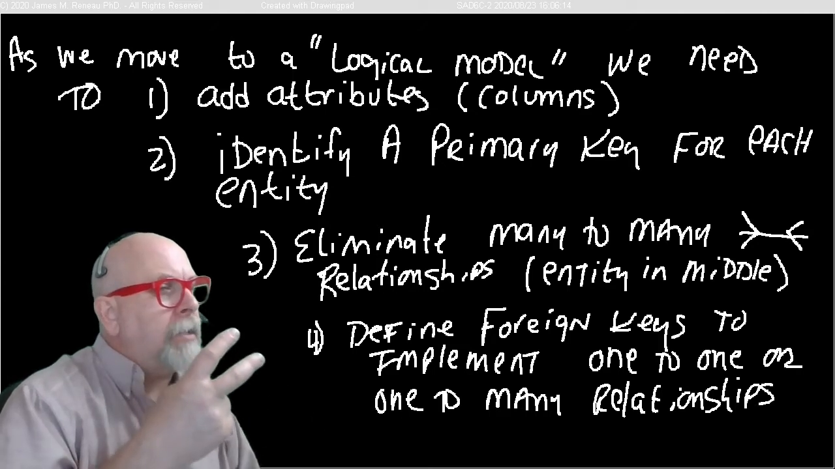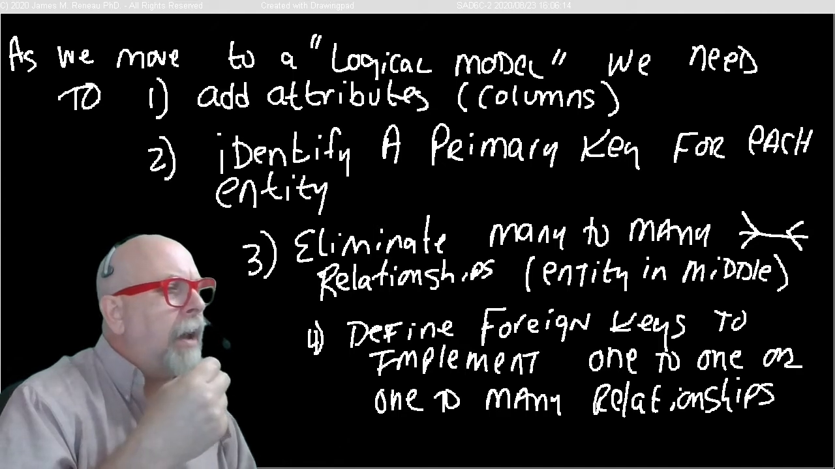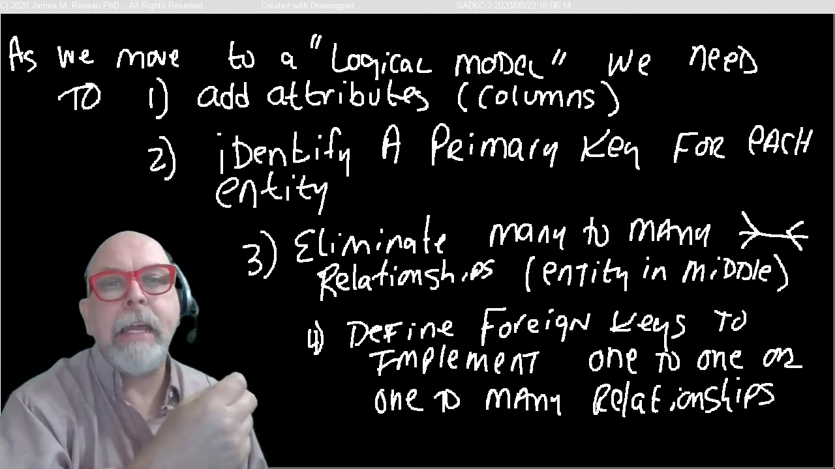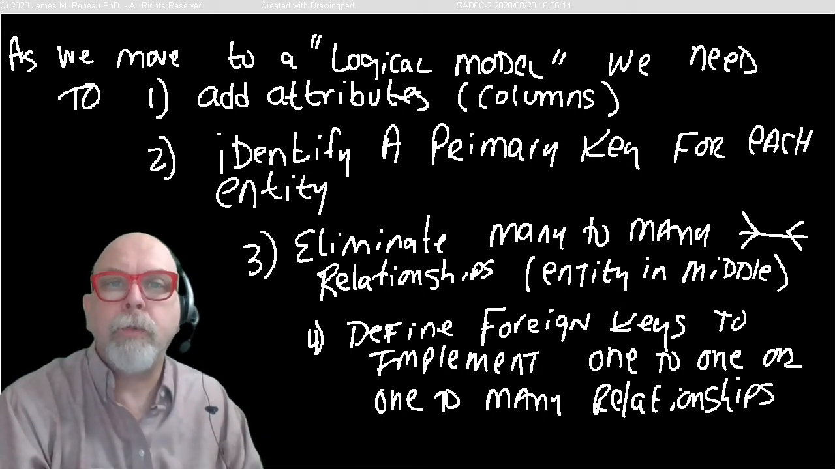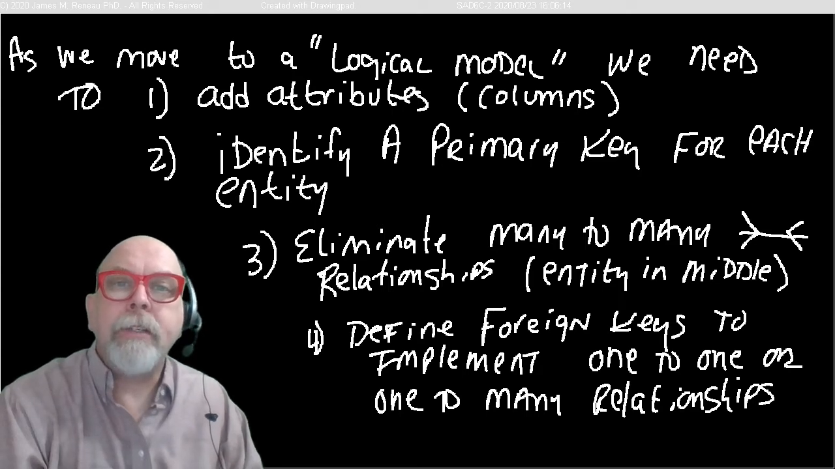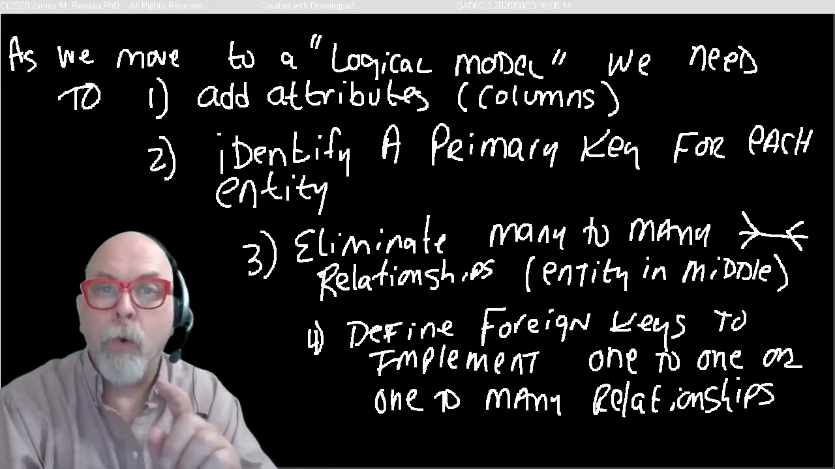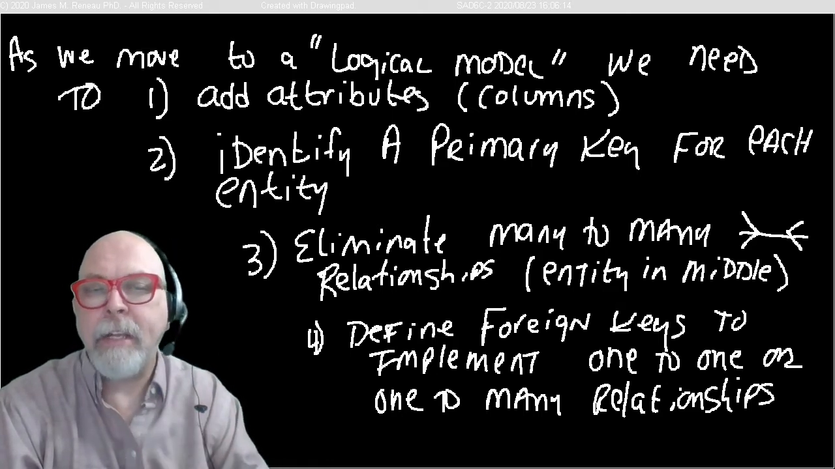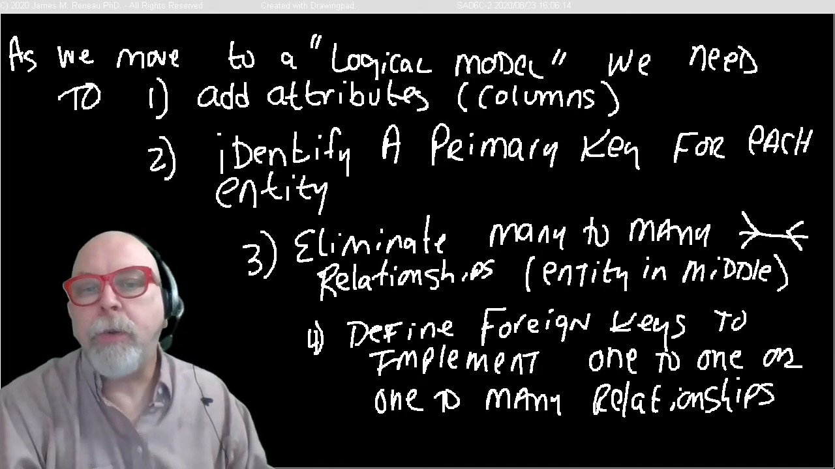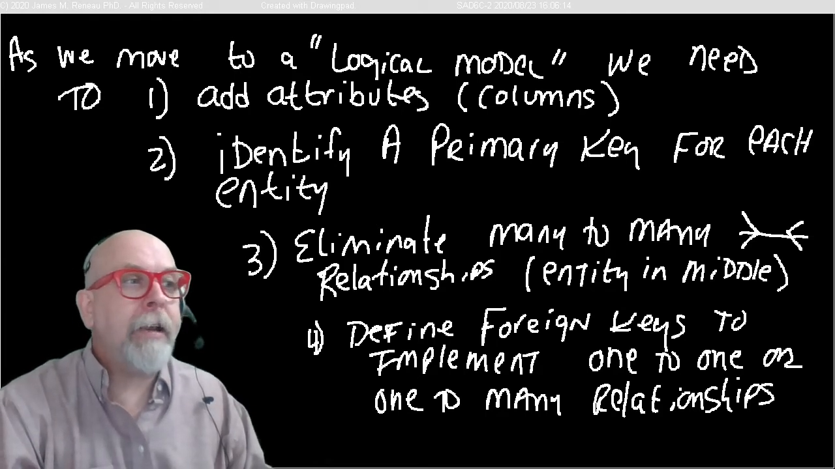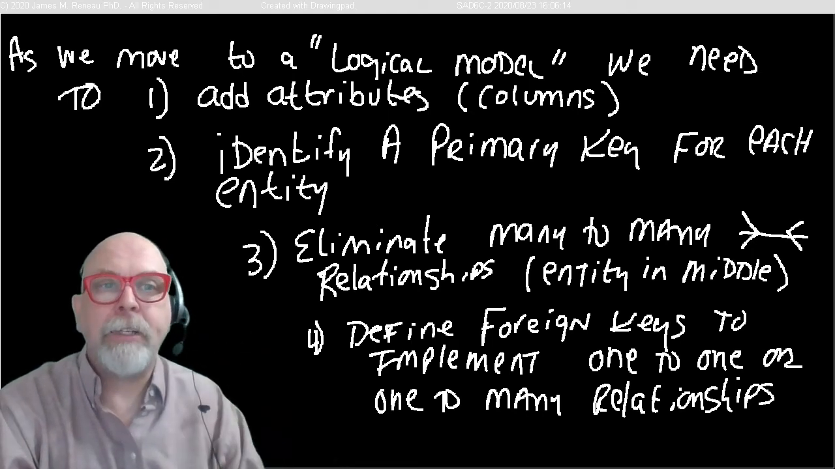The second thing we need to do after we identify those attributes is to identify and try to figure out what a primary key for each of those entities would be. Now, a primary key is a unique identifier that defines each row or each instance of the entity. So, for instance, if the entity was student, then a good primary key might be student ID number, because the ID number uniquely identifies each student.